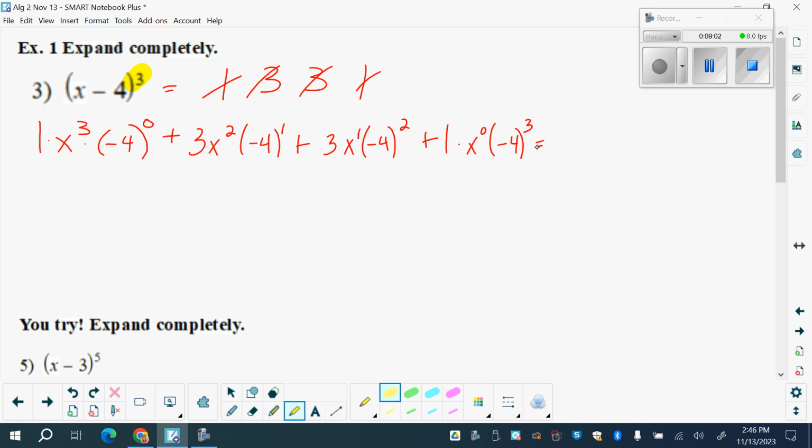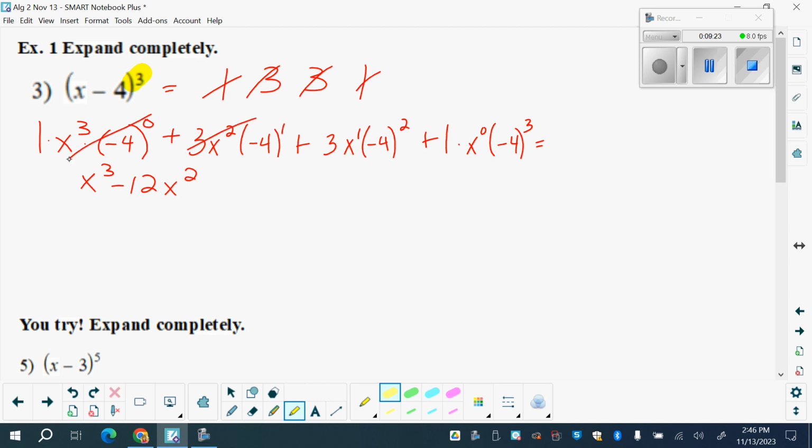So simplifying, that negative 4 to the 0 is 1. So this would be x to the 3rd. This is negative 4 times 3. What is that? Negative 12, x squared. And you cross them out as you do them.